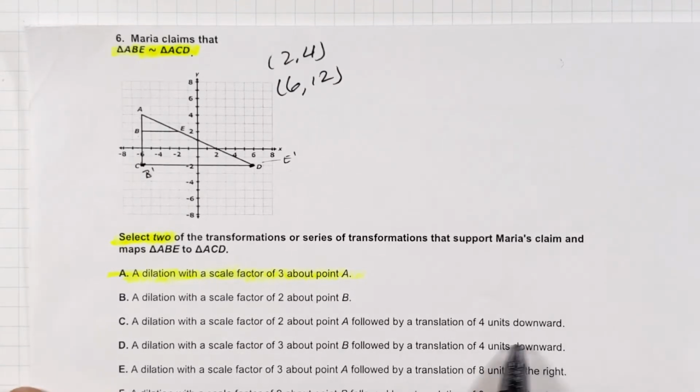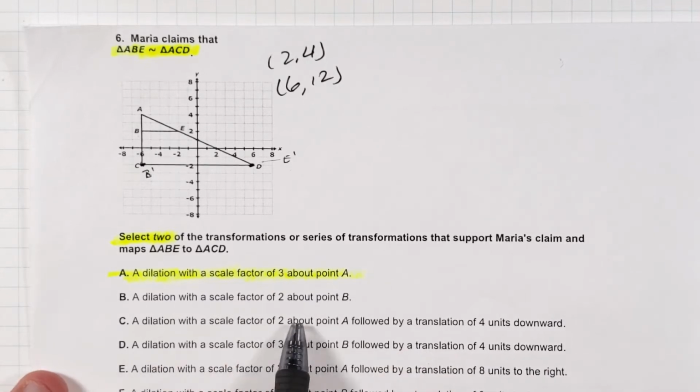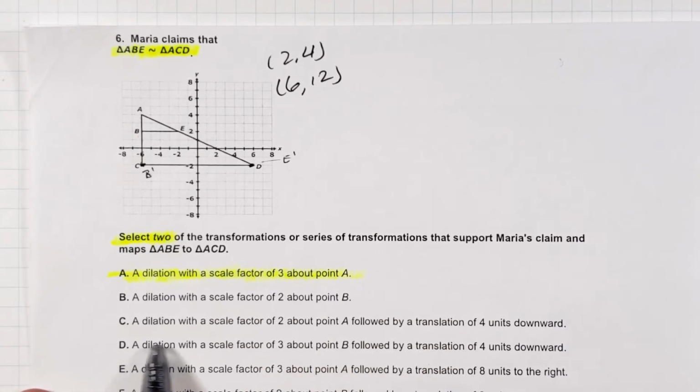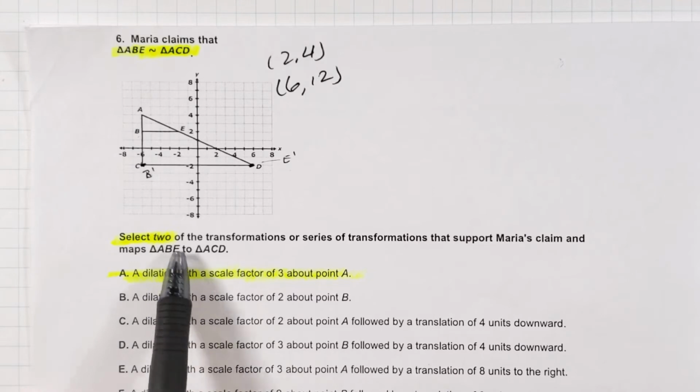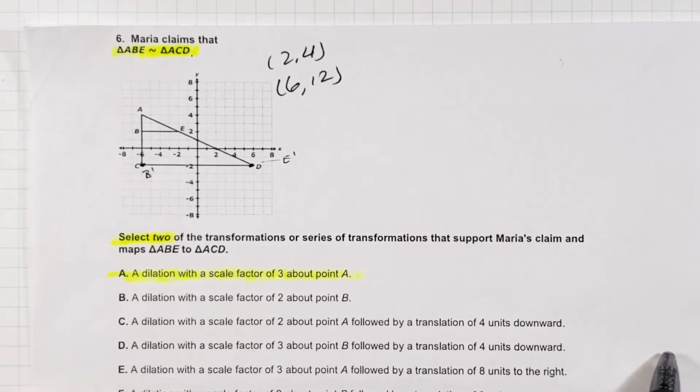So I know we had to translate downwards. So scale factor of 2 about point A. No, that's not going to work. So I'm going to go ahead and do letter D, just for the sake of time. Let's see if it checks out, because it says select 2, so only 2 are right. So I'm going to try letter D.